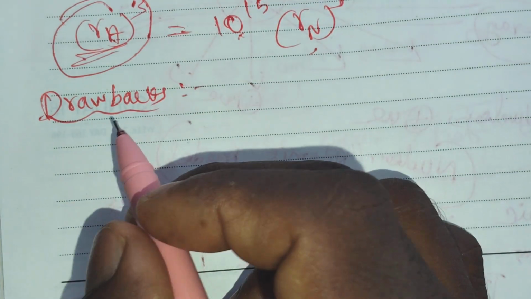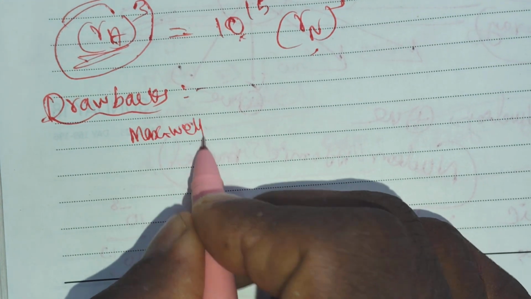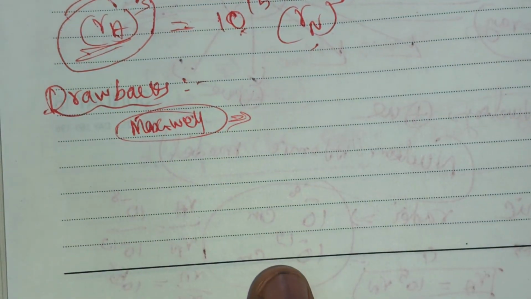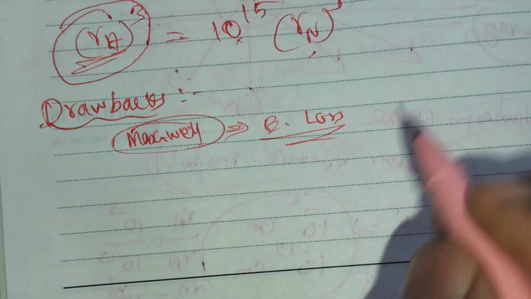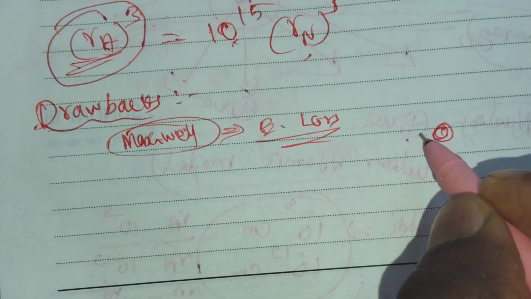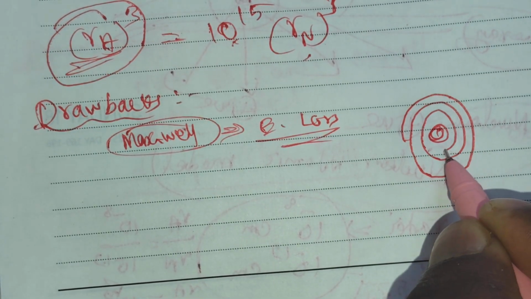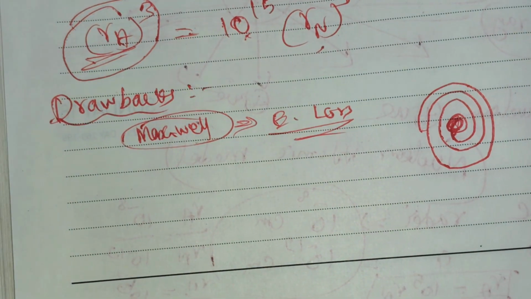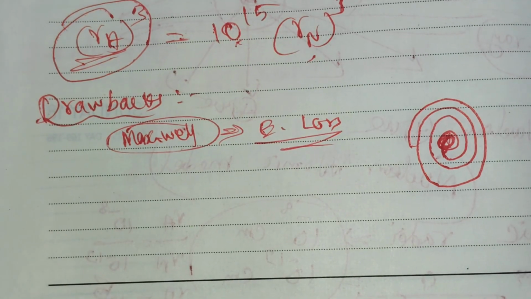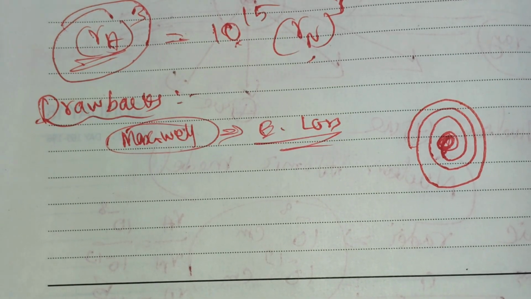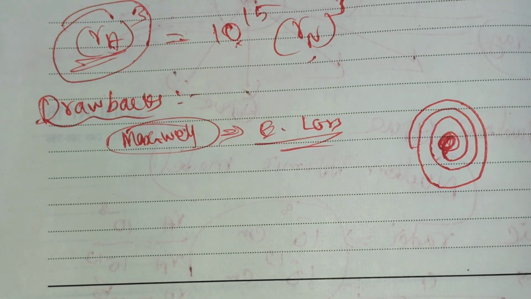Okay, next there are drawbacks of this model. According to Maxwell, every accelerated charge loses some energy. So the electrons revolving around the nucleus lose energy, and in the end they would fall onto the nucleus. If that happened, the atom would be destroyed, because the electrostatic force and the centrifugal force must be equal for the atom to be stable. This is not explained in the Rutherford model.